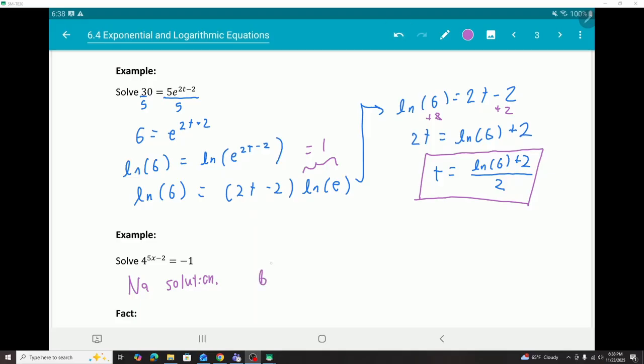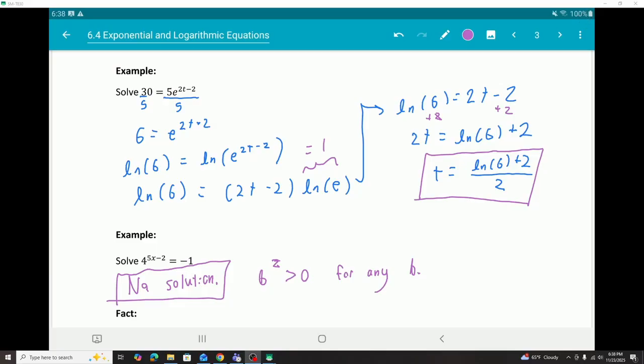B to the, let's just say z. Z could mean anything here, is always greater than 0 for any b. I can never raise a positive number to a power, at least a real power, and get a negative. It's just impossible. So we would have discovered this.